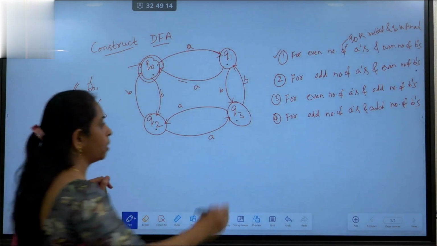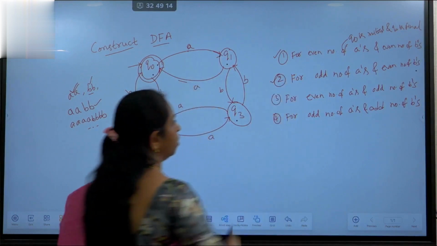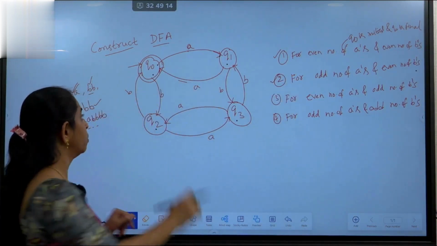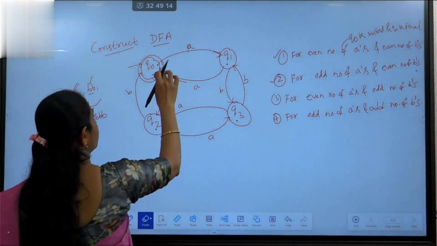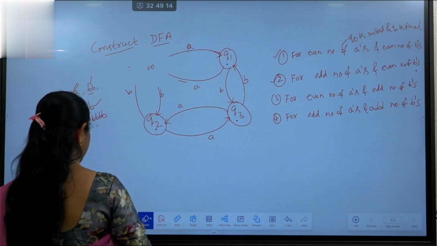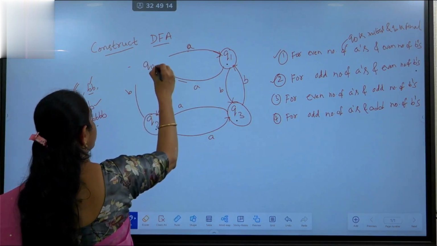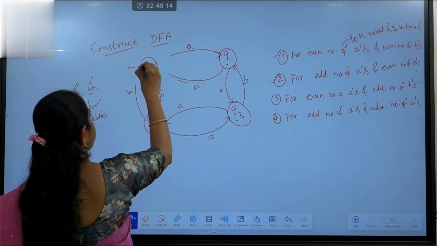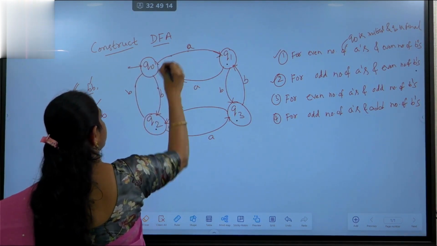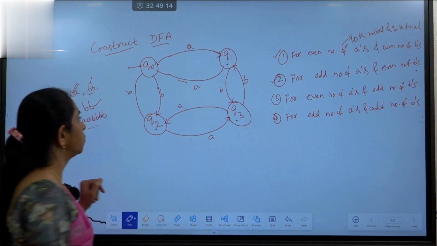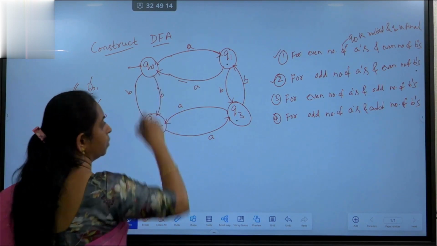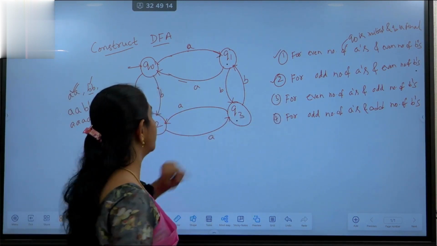Now we have one more question. For odd number of A's and even number of B's, we have to construct the DFA. So here we will remove the final state Q0, because Q0 is the initial state. This is our usual diagram. So now we have to check it. It has to satisfy odd number of A's and even number of B's.